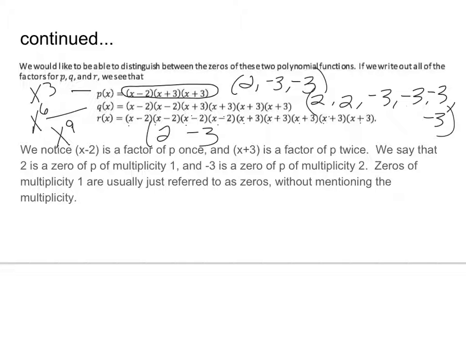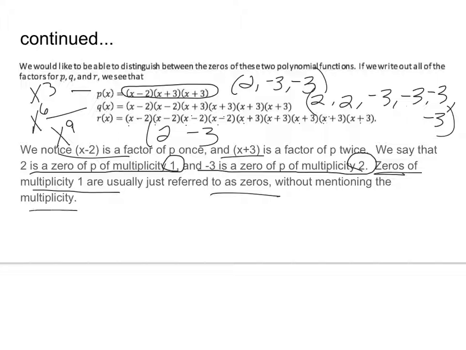That's a lot. So we notice that x minus 2 is a factor of p once, and x plus 3 is a factor of p twice. We say that 2 is a 0 of p with a multiplicity of 1, and -3 is a 0 of p with a multiplicity of 2. I got that wrong on the last page. Hold on. Zeros with multiplicity of 1 are usually just referred to as zeros. We don't usually say multiplicity of 1. We only say multiplicity when it's a higher number.